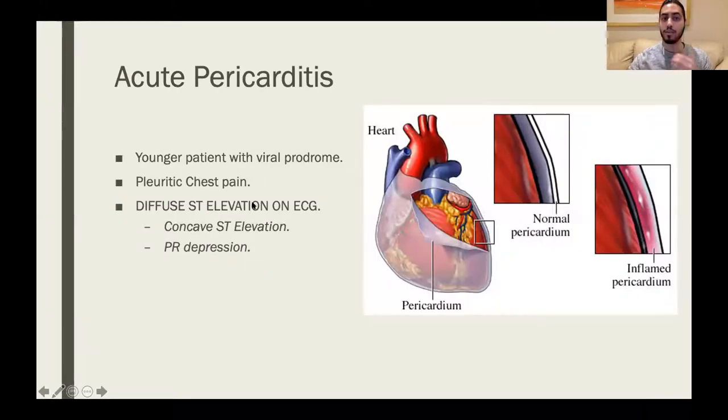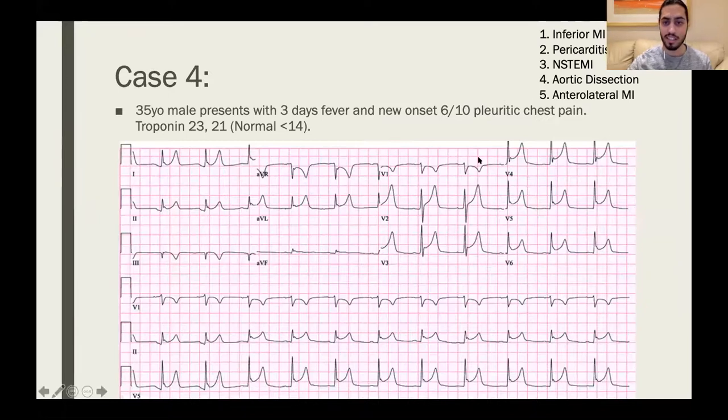The pleuritic chest pain is because the pericardium has been inflamed, and it's usually caused by something like a virus called Coxsackie virus. You get diffuse ST elevation on the ECG, and the main way you can differentiate the ST elevation itself, if you look back at the ECG, is that this ST elevation looks a bit weird, right? It's kind of like a U-shape. So this is called concave ST elevation.